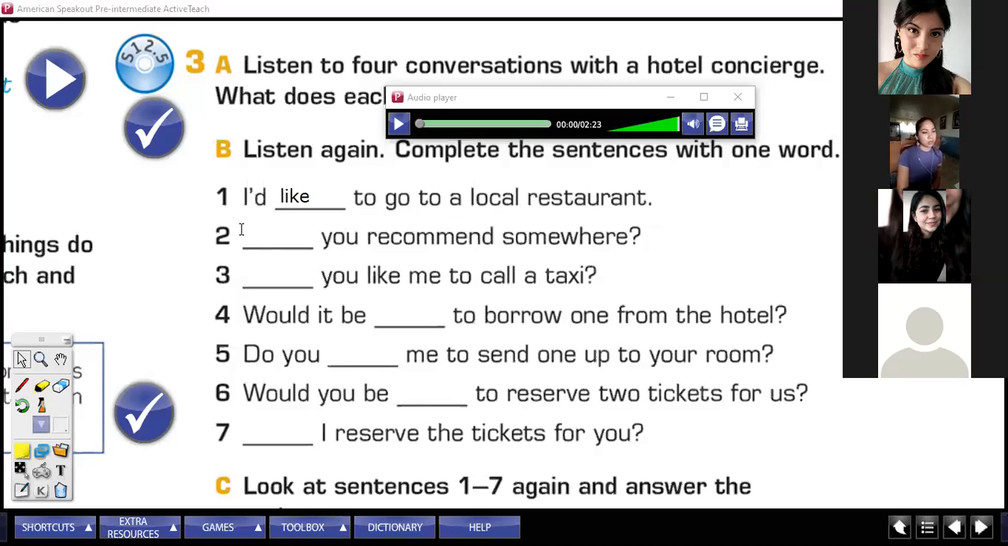Could you recommend somewhere? Number 3. Would you be able to reserve 2 tickets for us? Number 3, Juan. Would you like? Yes, would you like? Juan Antonio de los Santos.